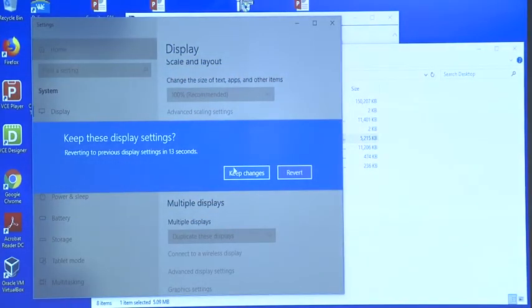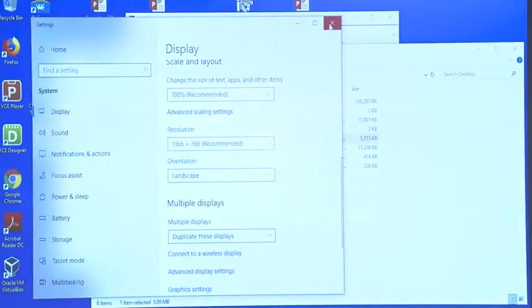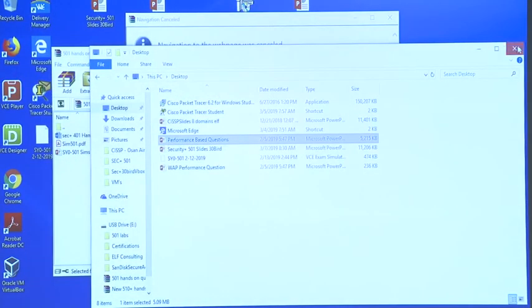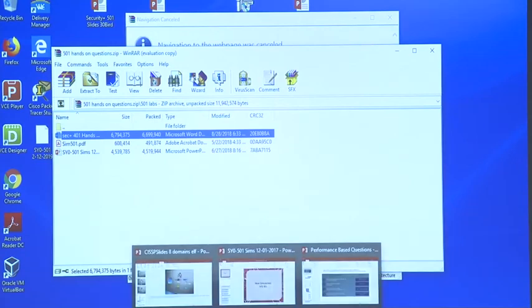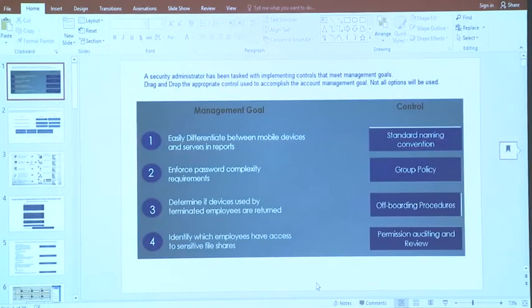First one I want to look at is the performance-based questions that you have here. So, that's not going to work until I go in and talk about display settings. Okay, here you go.